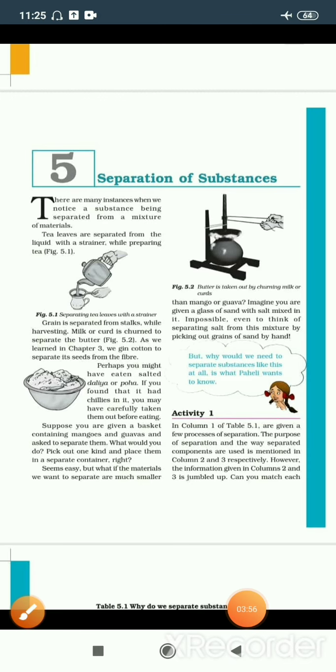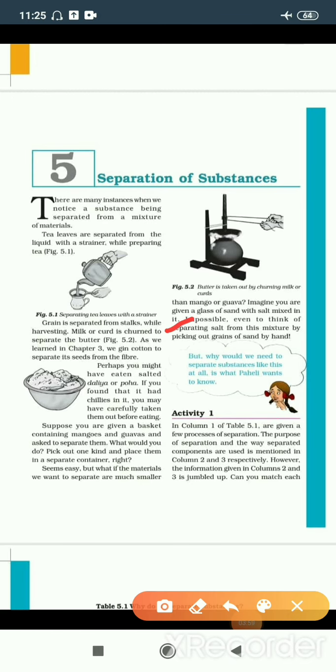Now, milk or curd is churned to separate the butter. Again, milk or curd, or we can say buttermilk and butter, we can easily separate by churning that liquid. But how? Because butter is a light substance, that is why the butter will float on the buttermilk. So easily with the help of our hands we can separate the butter from the buttermilk.